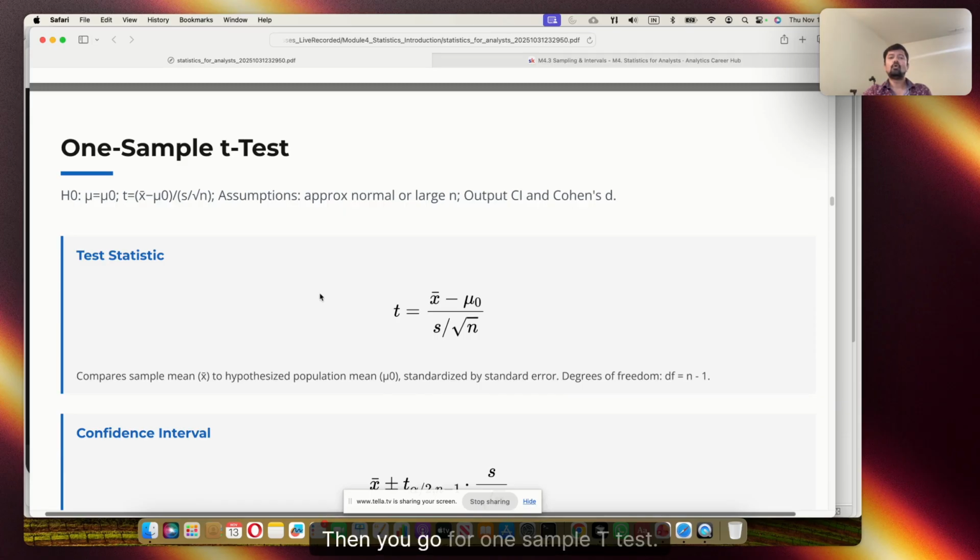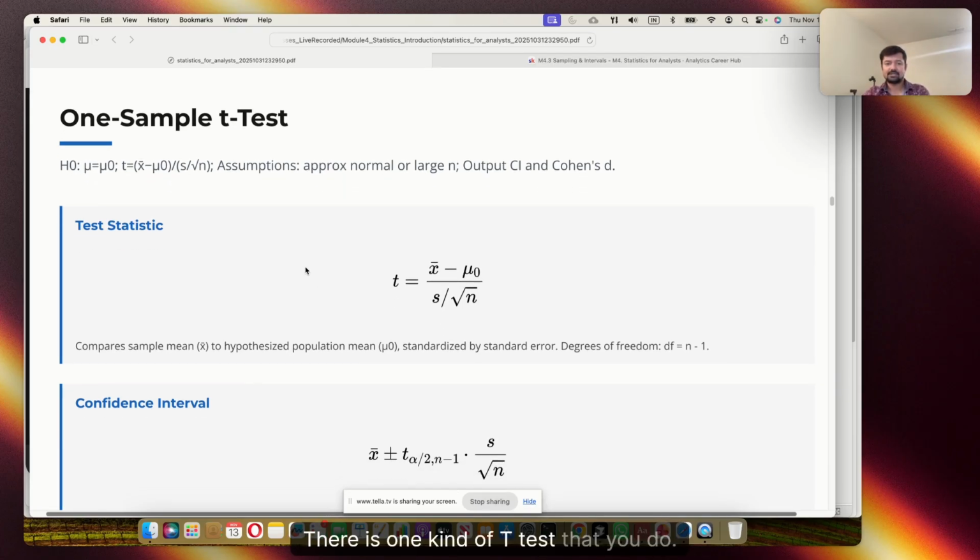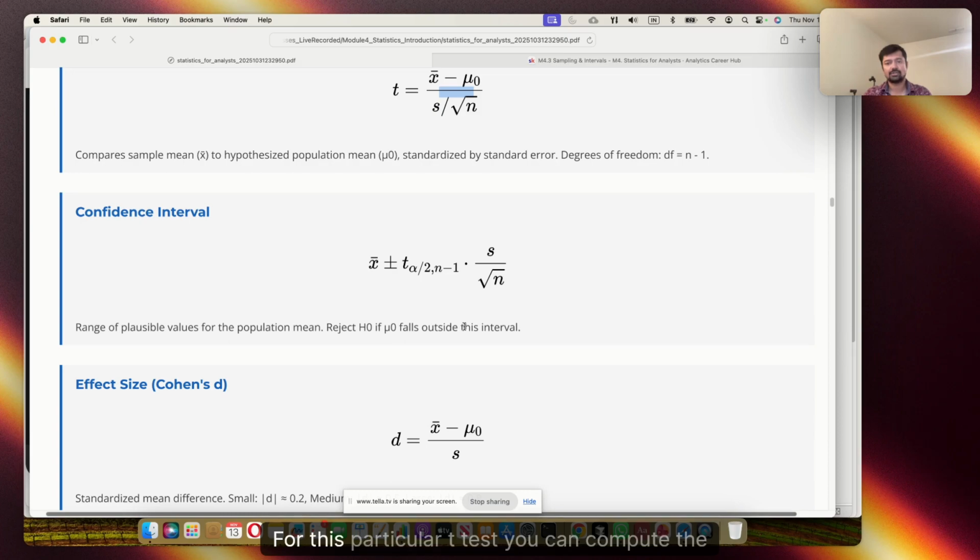Okay. Then you go for the one sample t-test. There is one kind of t-test that you do. This is a simple test statistic. In the one sample test statistic, you are trying to compare the sample mean to the hypothesized population mean. So this is your sample mean, the actual mean, and the hypothesized population mean, and then you standardize by the standard error at the bottom. So you are dividing by the standard error, and considering the degrees of freedom, which is n minus 1. By doing this, you get the t value, the t statistic, for this particular t-test.